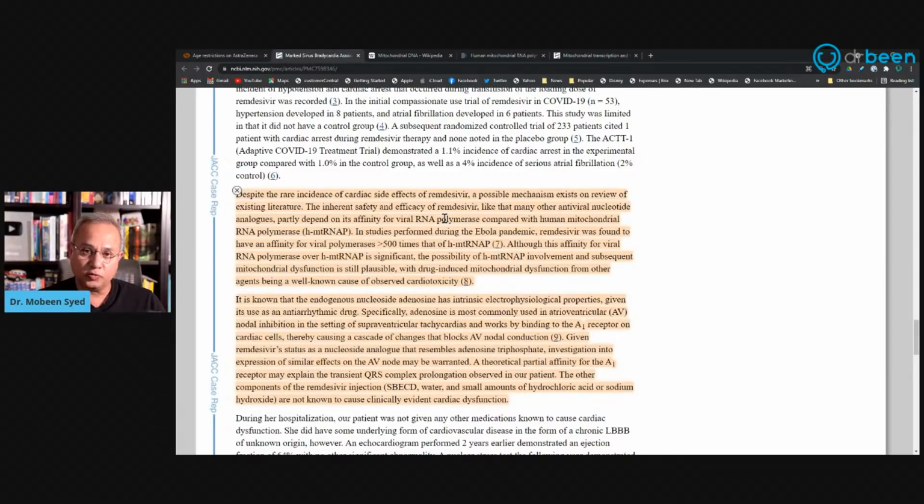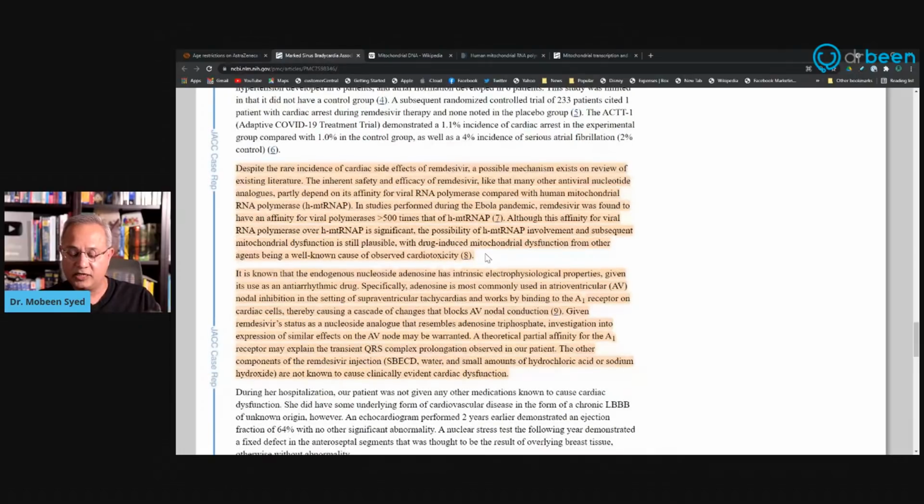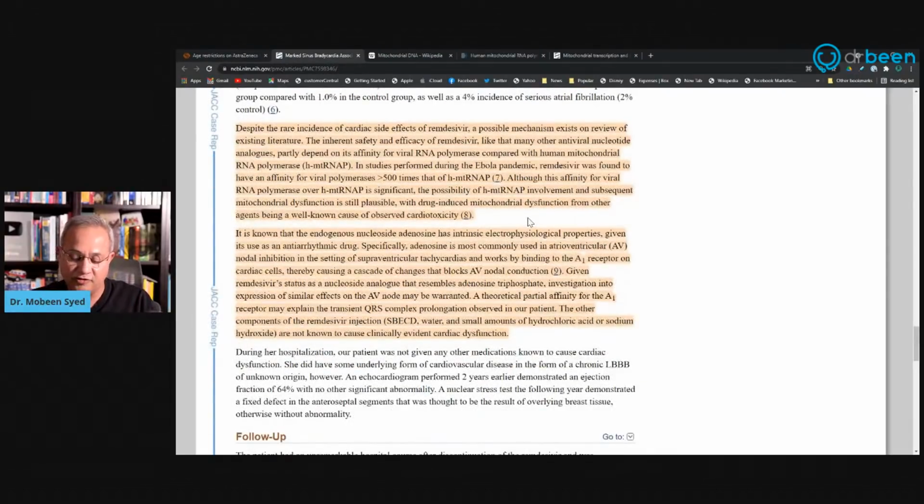mtRNA-AP is human mitochondrial RNA polymerase, and I'll explain that in the illustration. Although this affinity for viral RNA polymerase over human mitochondrial RNA polymerase is significant, the possibility of human mitochondrial RNA polymerase involvement and subsequent mitochondrial dysfunction is still possible.